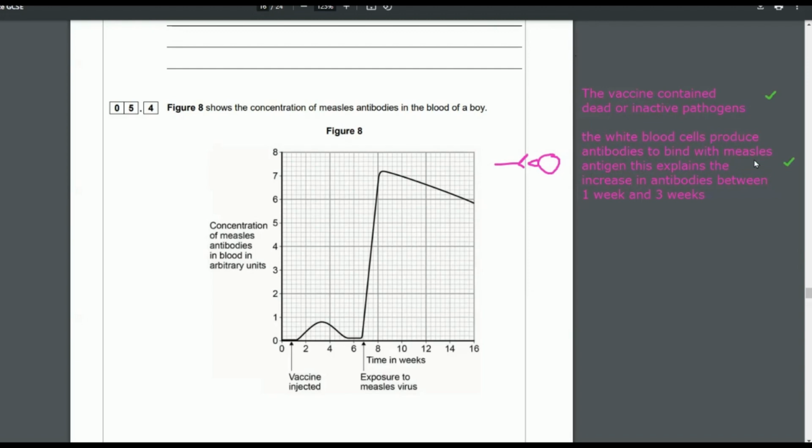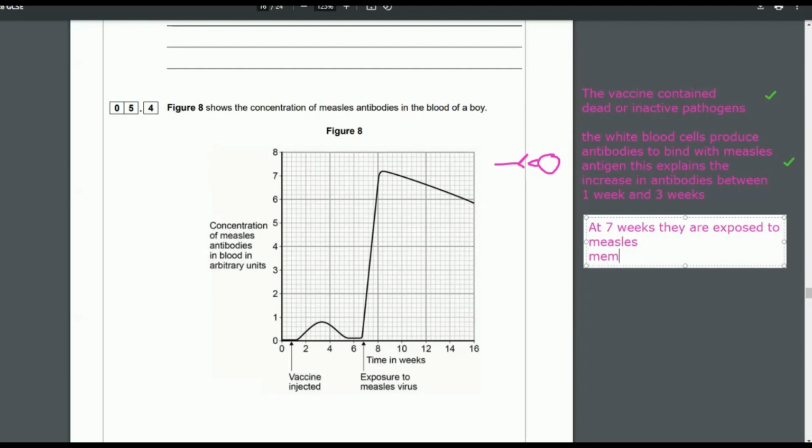We explain what a vaccine is. We explain how the antibodies have gone up. Then we look at, it looks around 7 weeks. So at 7 weeks, they are exposed to measles. Now, what happens? Memory cells produce a large amount, that's going to get you a mark, of antibodies.